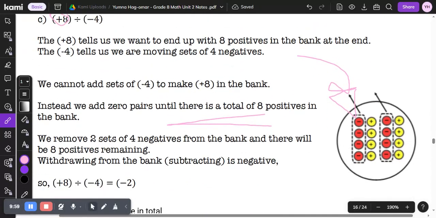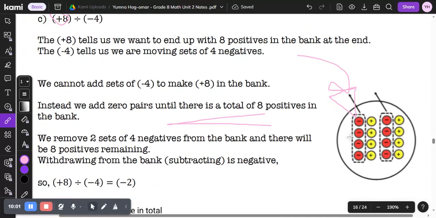Let's do this together now. Plus 8. In total, there has to be 8 positive integers in the bank. But every single group has to have negative 4. We cannot do that, so instead we make 0 pairs. We're fulfilling the negatives and the positive sides. This is a 0 pair, by the way, a positive and a negative integer. If we add 4 0 pairs, we can have negative 4 and plus 4. And if there's 2 groups of that, that will become plus 8.